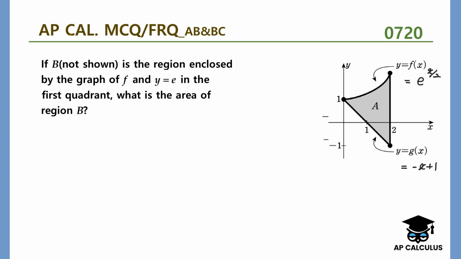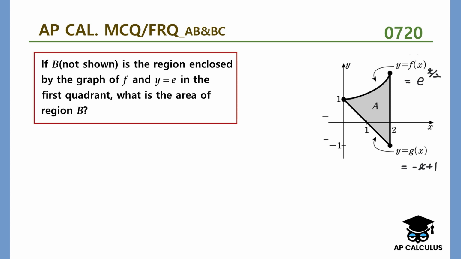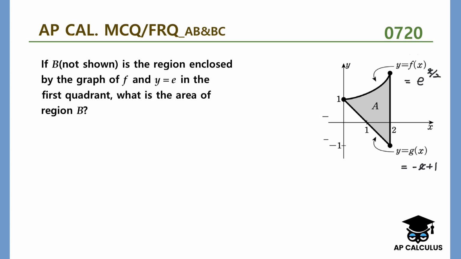Question 720. If B is the region enclosed by the graph of f and y equals e in the first quadrant, then what is the area of region B? Here we have f of x equals e to the x over 2, right? So the value of y is equal to e when the value of x is equal to 2. When x is 2, this value is e.